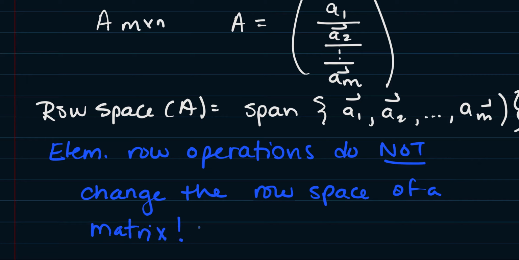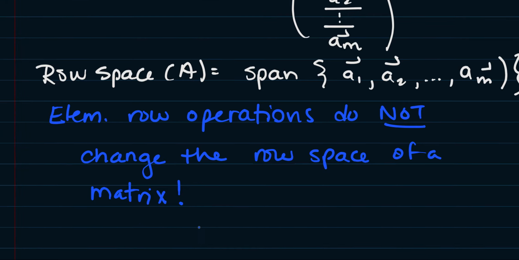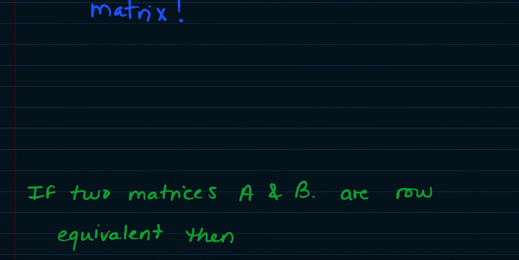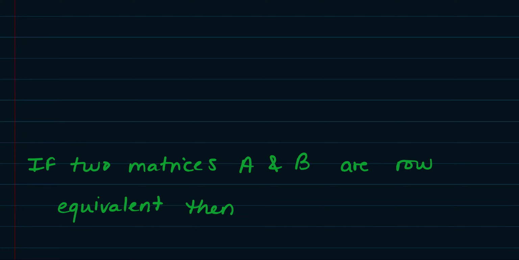Why is that important? If you put a matrix in reduced row echelon form, its row space is going to be the same as the reduced row echelon form. So if two matrices A and B are row equivalent, then they have the same row space.